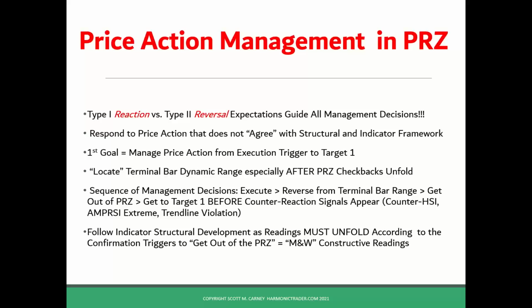So our primary goal, again, on the reaction is to go from trigger, if it's type 1 or even type 2, but the initial entry is to go to target 1. There's a whole sequence of management decisions, but they all involve Harmonic Strength Index as the primary indicator. We want to see the pattern complete. We want to get out of the potential reversal zone, and we want to trade up to target 1. That's the initial reaction.